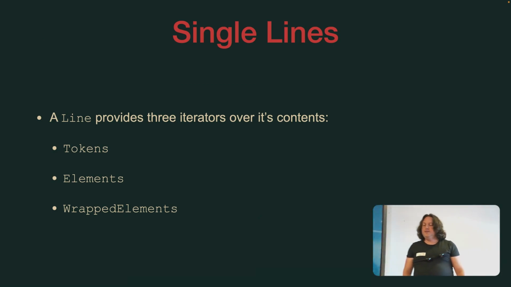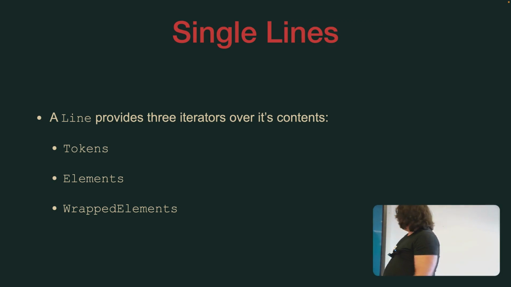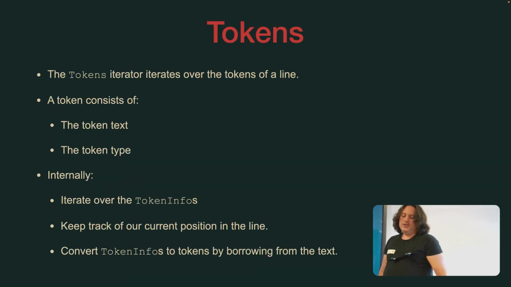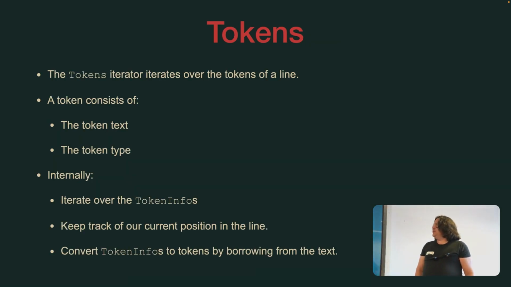So a line provides 3 iterators over its contents, and the reason this is important is because this is how I end up drawing a line on the screen. So there's tokens, there's elements, and there's wrapped elements, and I'll try to quickly go over each of those. So the tokens iterator is simple, it does what you expect. It iterates over the tokens of a line. Each token consists of the token text and the token type.